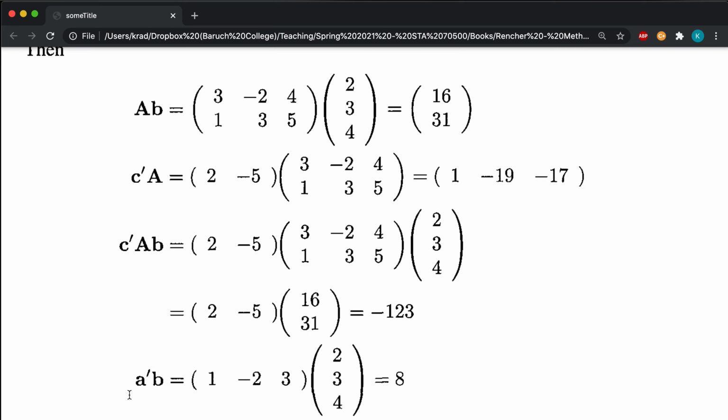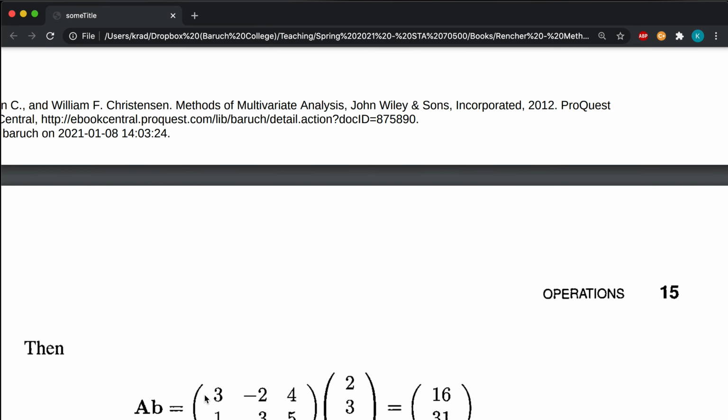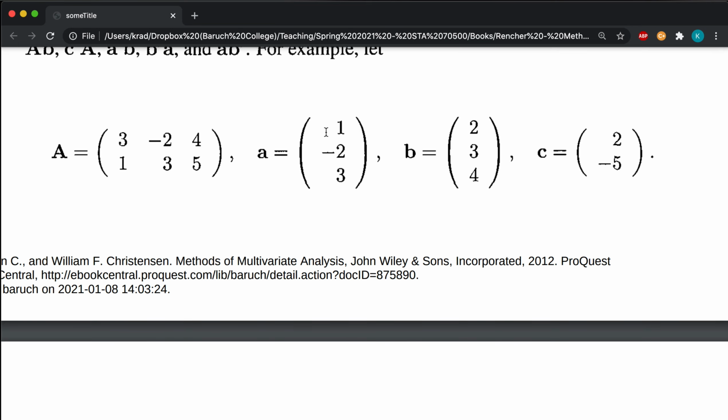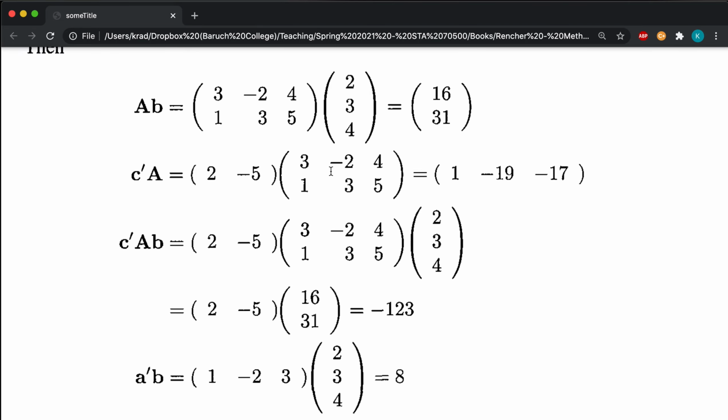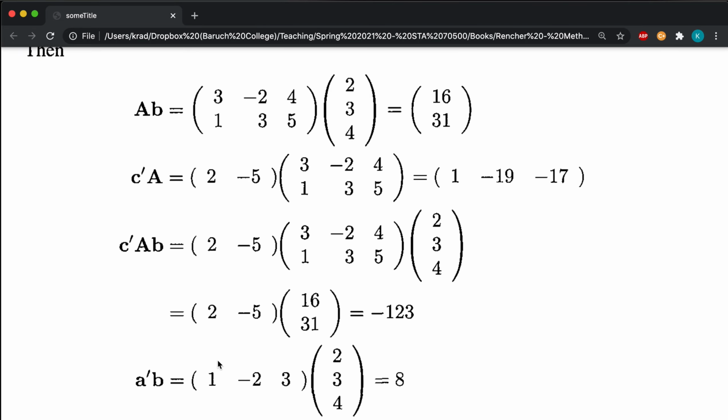Now, what about A transpose B? Well, A was this column vector, 1, negative 2, 3. So you have 1, negative 2, 3. And then you have B, which is 2, 3, 4. And you do the inner product, and then you get 1 times 2, negative 2 times 3, and 3 times 4, and you get 8.